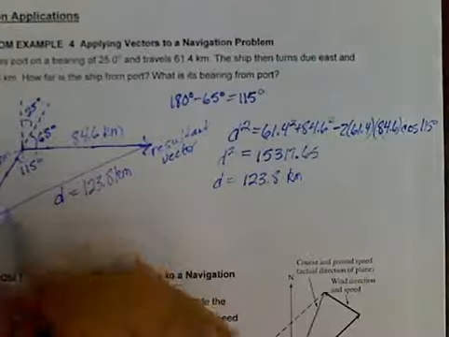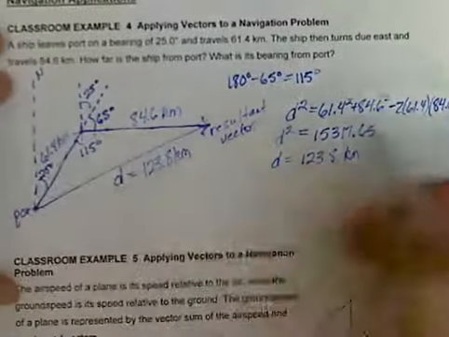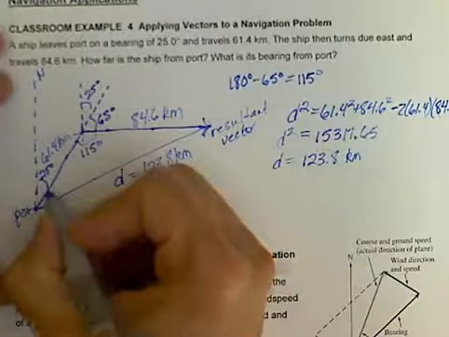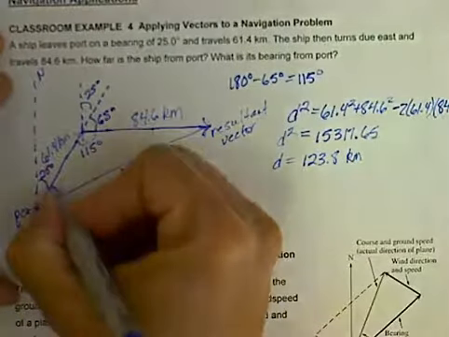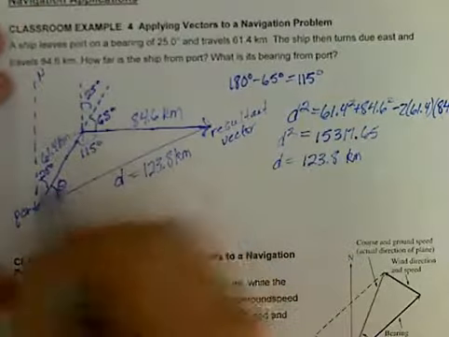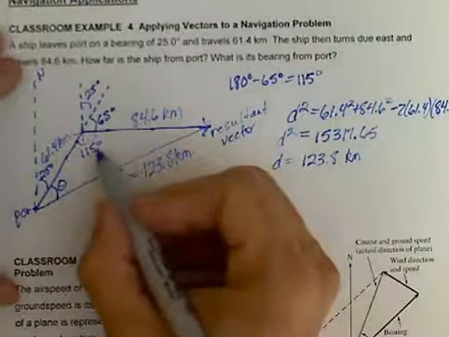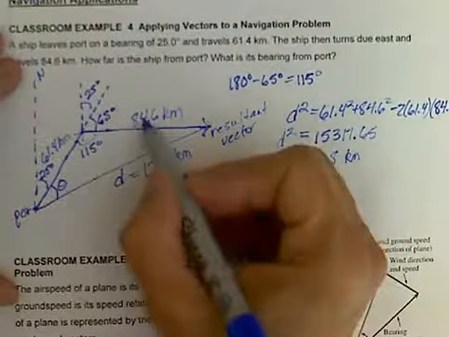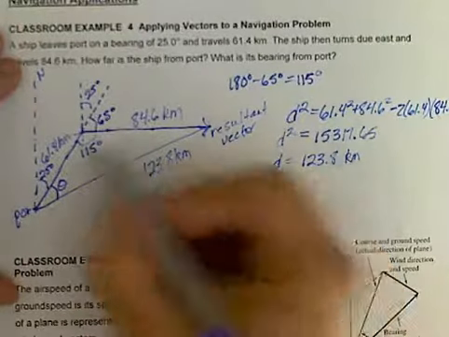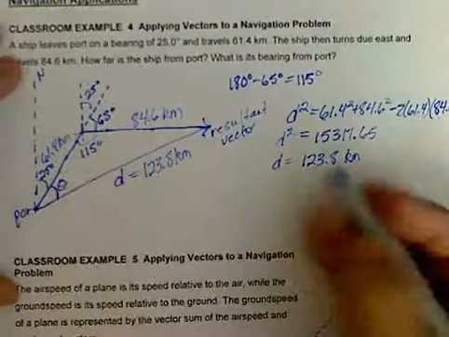Then the next thing we want to find is the bearing of where the ship is from port at this point. So we already know that from here to here is 25 degrees. We need to know what this angle is. So we need to know angle theta, and then our bearing will be that angle plus the 25 degrees. So if we look at the triangle, we know the side opposite that angle, and then we have this side and the angle opposite, so we can use the law of sines to find theta.